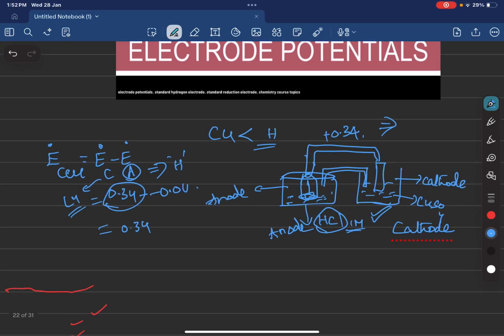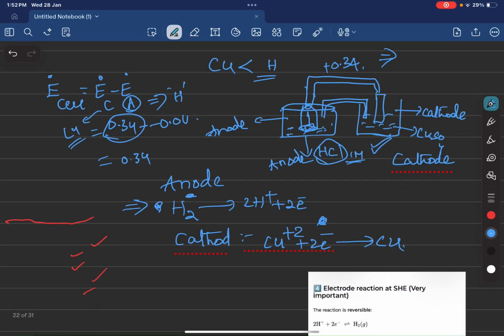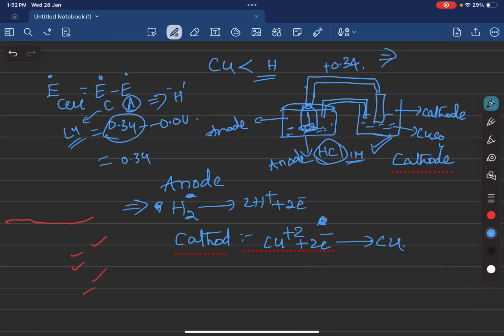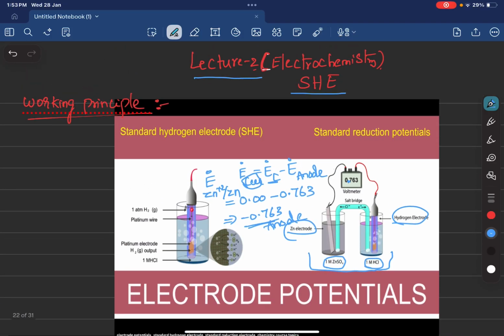So in this case, what are the reactions? Since hydrogen acts as anode, H2 is converted into 2H plus and 2 electrons. This is the reaction at anode. In the same way, the cathodic reaction will be Cu2 plus converted into Cu by accepting electrons. So this is the anodic reaction, this is the cathodic reaction. Together we can write the anode and cathode reactions. This is the way to determine E naught or SRP values. Technically, E naught is nothing but SRP only.